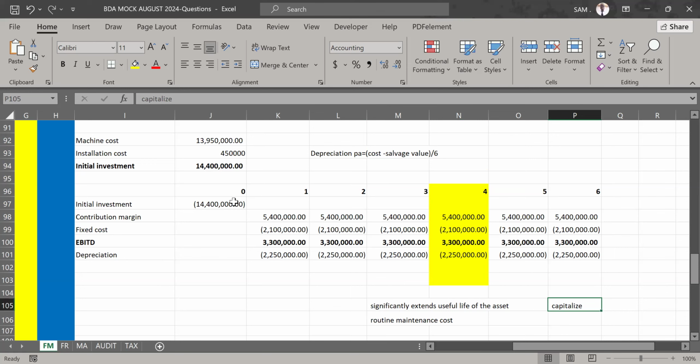Are we together? I just want to confirm, members, are we all comfortable with that explanation? Have we all understood why we need to capitalize it? Mwalimu, how do you measure whether it significantly affects, if it extends the useful life? Here it's only 6 years, but we are going from year 4 to year 6. Is that significant?